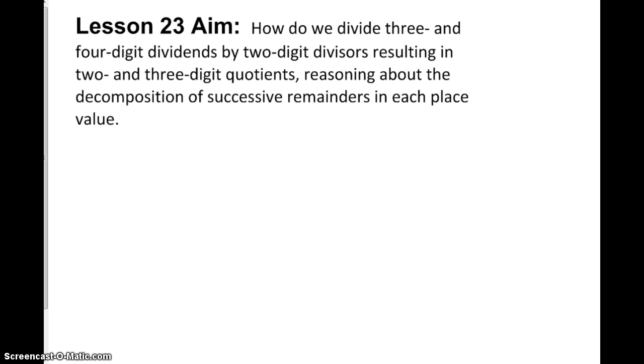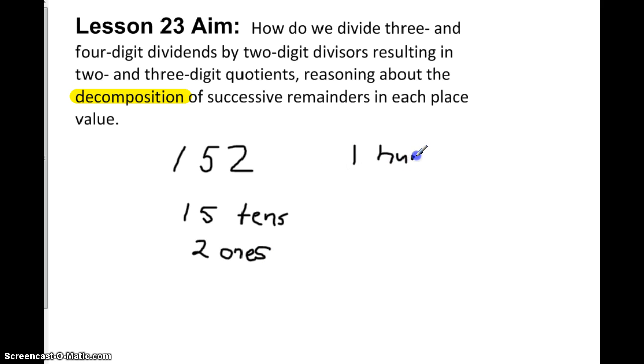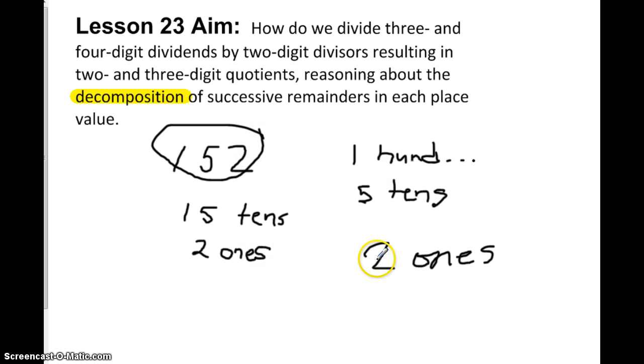So the word you need to really remember in this module and these lessons is decomposition, which means taking the numbers apart. So if I had 152, I can decompose that into 15 tens and 2 ones, right? Or I could do 100 and 5 tens and 2 ones. Whoa, this is really funky today. Okay, so that's basically decomposing a number. You start with one number and then you take it apart into different place values. So just keep that in mind as we go through this lesson.